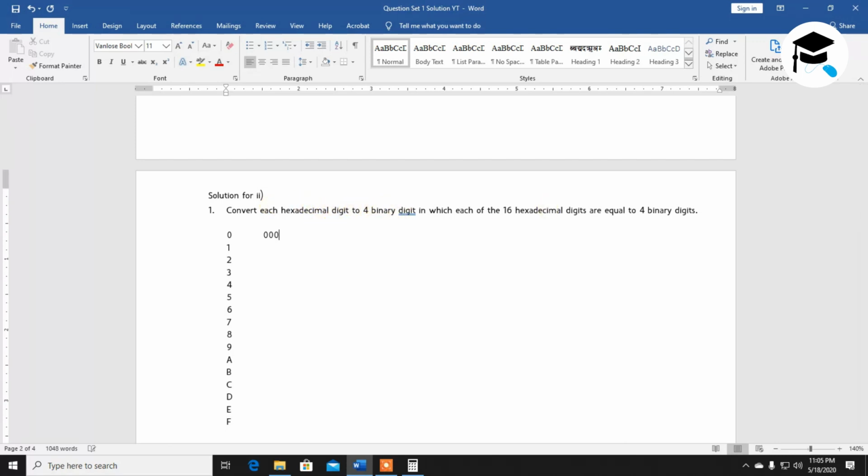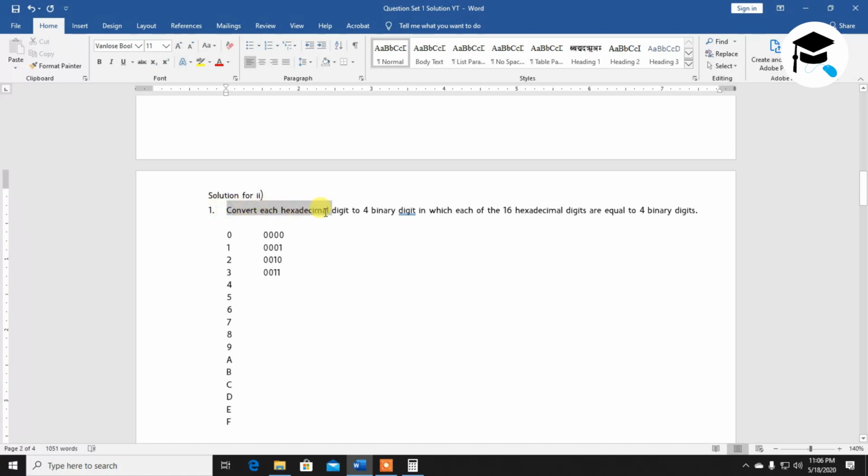It means there are 4 zeros. Okay, 1 means it's 1, fine, but there are 3 zeros initially. Similarly, 2, you might have already converted 2 into binary, that is 1 0. Okay, initially there are 2 zeros. Similarly, 3 means double 1, initially there are double zeros. So I hope you have understood this.